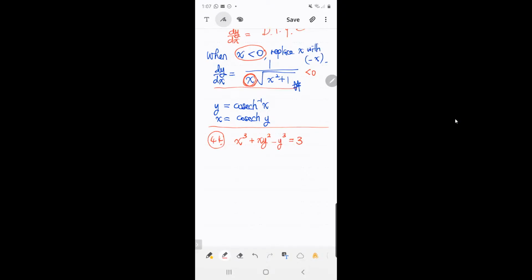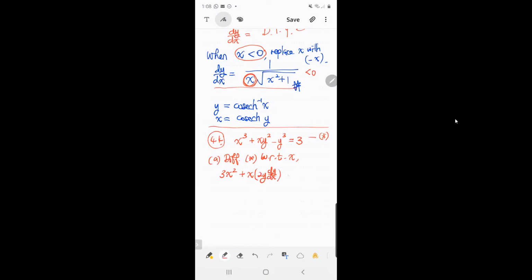So the first part, they ask you to show that there is no point of the curve at which dy dx equals 0. Obviously you need to differentiate the equation. Let's say I call this equation star. You differentiate star with respect to x. You get the first term, 3x squared. Now the second term, xy squared, you differentiate using the product rule. You copy the x, differentiate the y squared. Therefore, you have 2y dy dx.